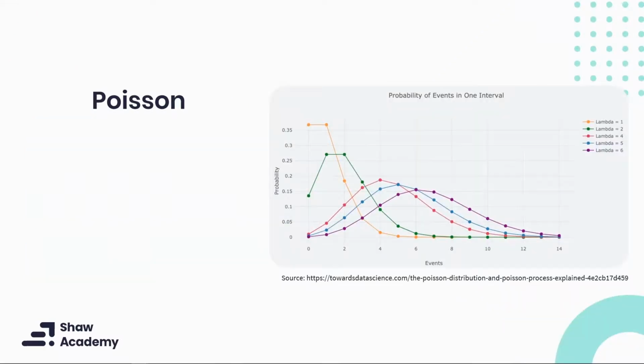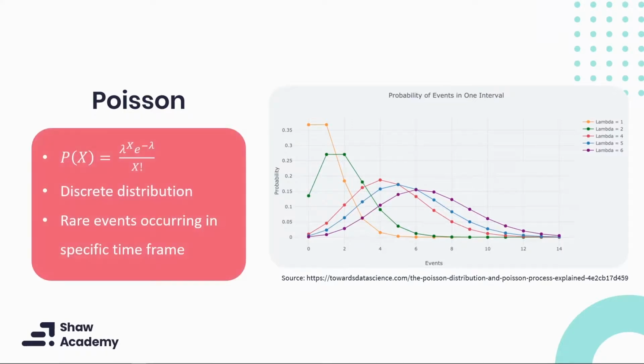The next distribution we will familiarize ourselves with is the Poisson distribution. Similarly to the binomial, the Poisson is a discrete distribution. Therefore, it can only take on certain values. The Poisson distribution is used to ascertain the probability of a rare event occurring. For example, to calculate the number of instances taking place in a specific time frame, given the number of times the event occurs over that period.